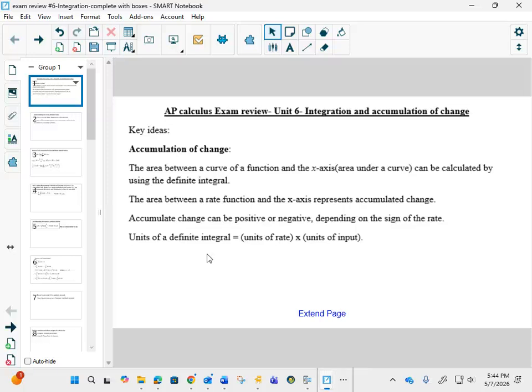Acceleration and accumulation of change. So the area under the curve, which is the area between the curve and the x-axis, is the definite integral. And then when we use that area under the curve, it can also represent the accumulation of change of a function.